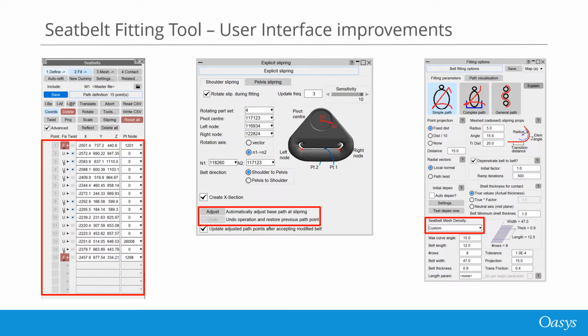The third UI improvement is the new custom mode for the seatbelt mesh density in the fittings options panel. That gets automatically selected if the related properties do not match any of the available modes. And if they do match a specific mode, this will also be automatically selected.